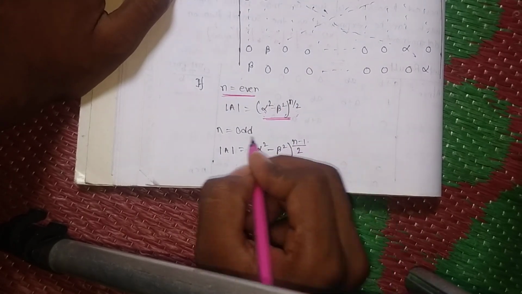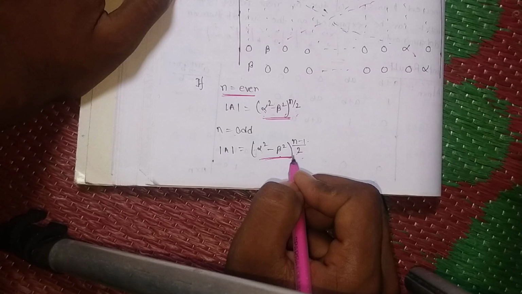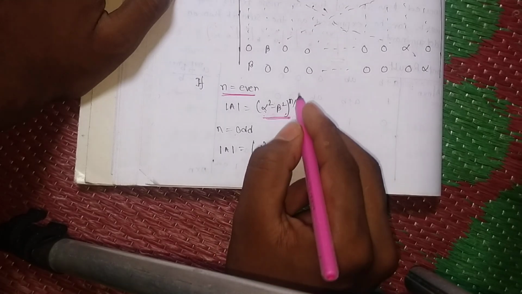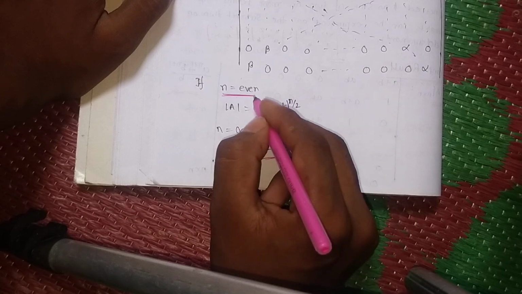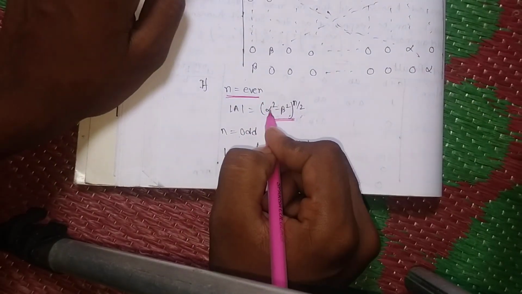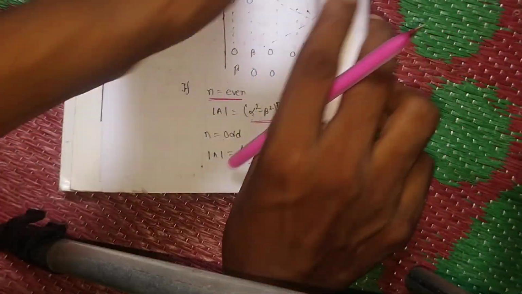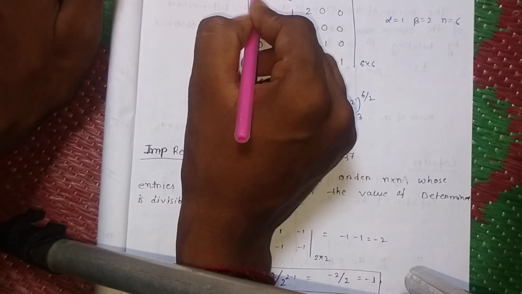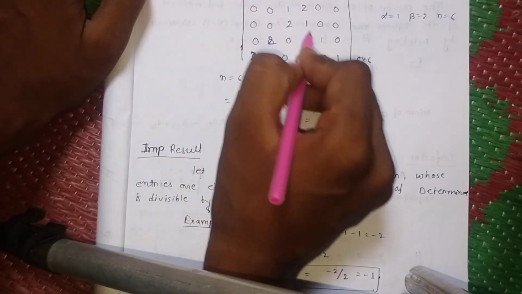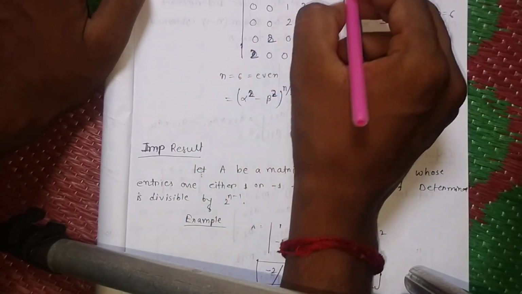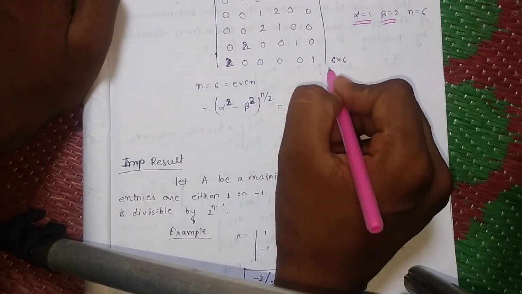And if it is odd, why n minus 1? Like 3 by 2 doesn't make sense, so 3 minus 1 is 2, by 2, that makes sense. So remember: if it is even, it is n by 2; if it is odd, then n minus 1 by 2. And here it is alpha square minus beta square. So take an example: a matrix where the principal diagonal is alpha equal to 1, and the off diagonal is beta equal to 2, and n is equal to 6.